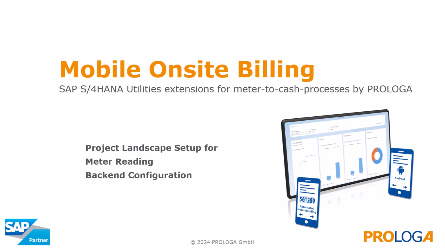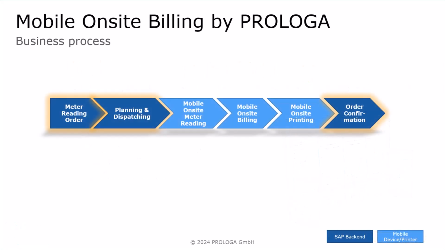The deep integration into SAP for utilities enables a reliable and accurate process of reading, billing, and invoicing on-site. It uses the same validation, billing, and invoicing rules as defined in the backend system and synchronized into the Mobile Onsite Billing solution. SAP S/4HANA Utilities extensions for meter-to-cash processes by PROLOGA interfaces with a series of mobile devices. Installed at your company, these units form the interface between the meter reader and your SAP backend system.